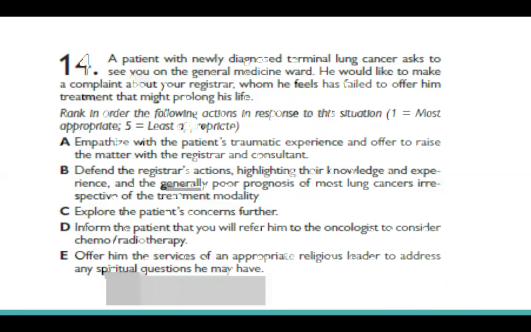A, empathize with the patient's traumatic experience and offer to raise the matter with the registrar and consultant. B, defend the registrar's actions, highlighting their knowledge and experience and the generally poor prognosis of most lung cancers, irrespective of the treatment modality. C, explore the patient's concerns further. D, inform the patient that you will refer him to the oncologist to consider chemo or radiotherapy. Or E, offer him the services of an appropriate religious leader to address any spiritual questions he may have.